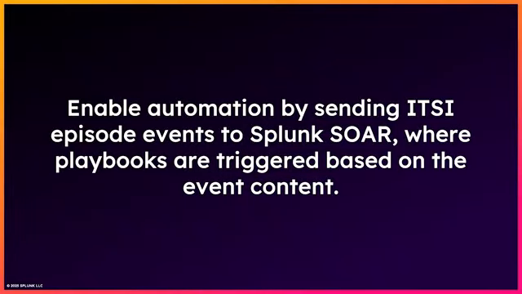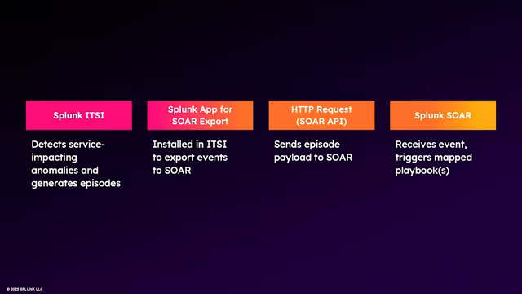We can take a look at the flow of the episode from Splunk ITSI to Splunk SOAR. Splunk ITSI detects the service-impacting anomalies and generates episodes. We will have the Splunk App for SOAR Export installed on ITSI to send the events or episodes to SOAR. The episode payload is sent to SOAR using the HTTP request SOAR API. And Splunk SOAR receives the events and triggers the mapped playbooks, which run based on the label you define when sending an episode to SOAR.